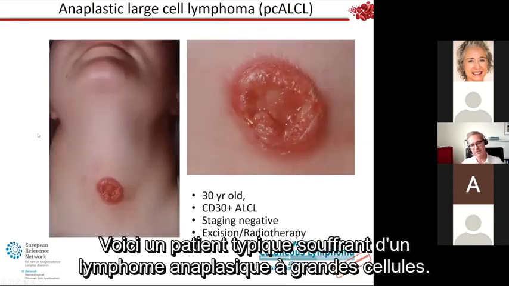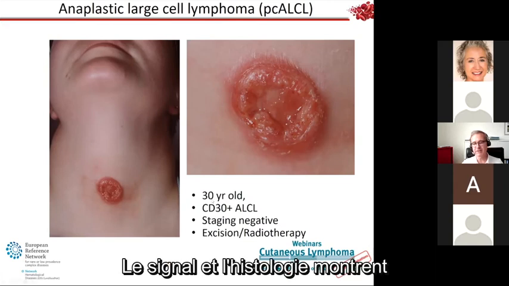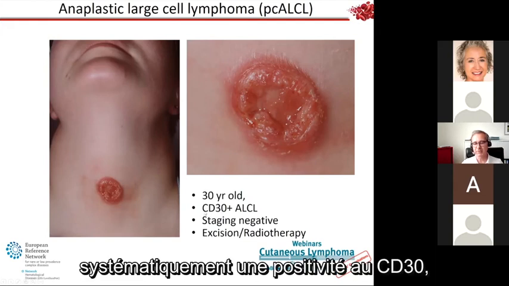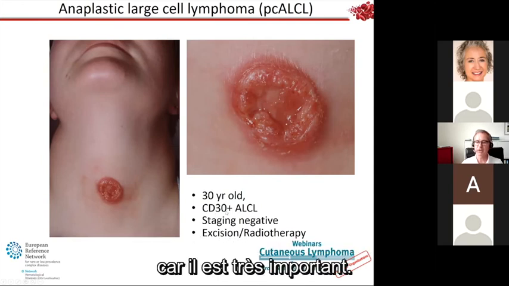That's a typical patient with anaplastic large cell lymphoma. They are rather young patients, 30 to 50 years old, and the histology invariably shows CD30 positivity. We will talk about this marker in a minute, because that's a very important marker.